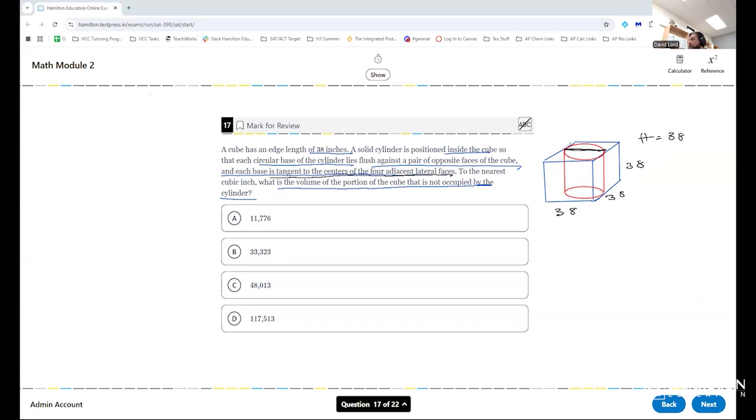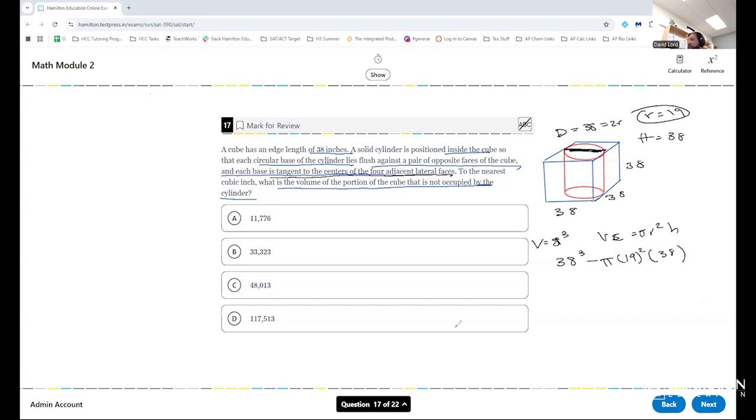So that means that this is touching from the left side to the right side. So that means the diameter is equal to 38, which is 2 times the radius. So the radius is going to be 19. Let's put it all together. Volume of the cube is s cubed. So that's going to be 38 cubed minus the volume of the cylinder, which is going to be pi r squared h. So it's going to be pi times not 38, but 19 squared times 38, which is the height.